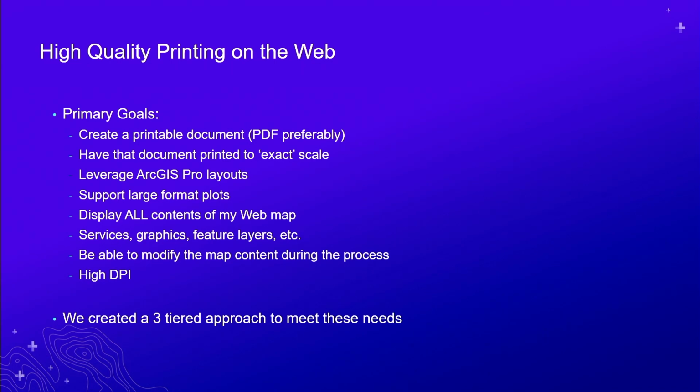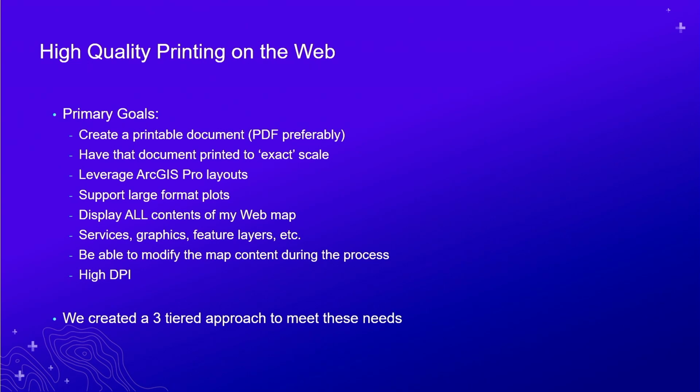Some of you have asked to be able to modify the map content during the process. For instance, add additional layers or swap out, say, a cached raster layer for vector content. You want to achieve those as well. And often with those requirements, you want to produce a high DPI print. So those of you who are producing really high quality output want to be able to render that at a high DPI. So what have we done to support these needs on the web?